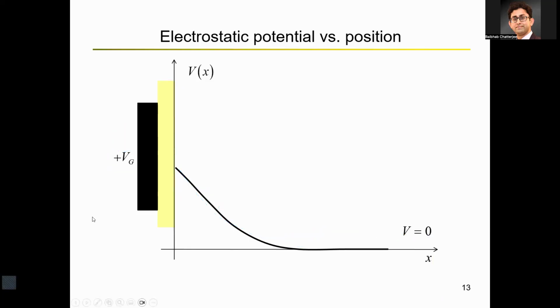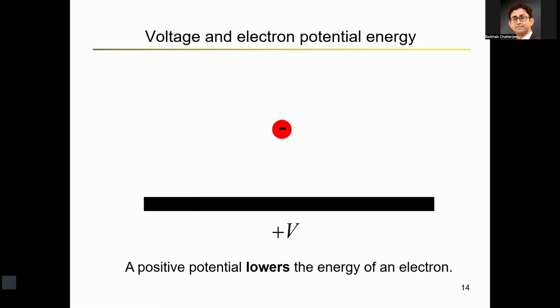And if you try to understand that from an energy band perspective, one particular assumption that we'll make, and this is not really an assumption because you learned this in high school physics, is that any positive potential will lower the energy of an electron.